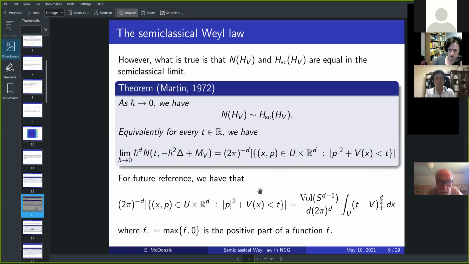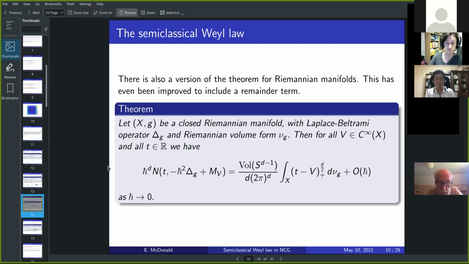So this is a very famous theorem. It's a very important theorem. People have worked on this for a long time. There's a version of it for closed Riemannian manifolds. This is one that I got from Victor Ivrii's book, or one of his books. I'm not sure exactly who first proved this. This is a very active, very intensely studied area of research. But as far as I know, basically the state of the art in this area involves developing remainder terms.